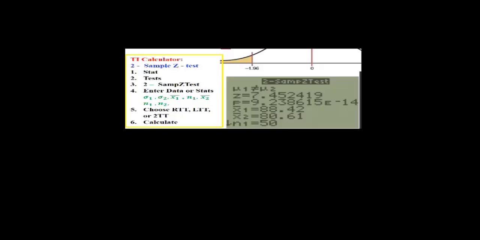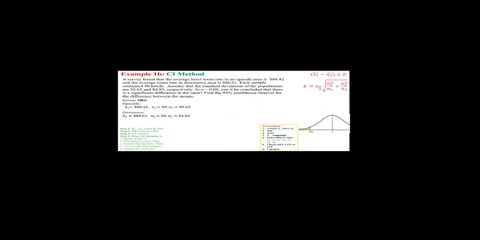Of course, if we were to use a calculator, this is what we end up with. And remember what the calculator gives you. The calculator gives you the p-value. So you're going to be able to do the test statistic on your own if you're asked. So take a look at the p-value here. And the p-value is extremely small, 9.238615 times 10 to the power of negative 14, practically zero. And remember, beyond 3.5 or 4.0, if you look at the table, it's considered 0.0001. So that was the critical value or the traditional method.